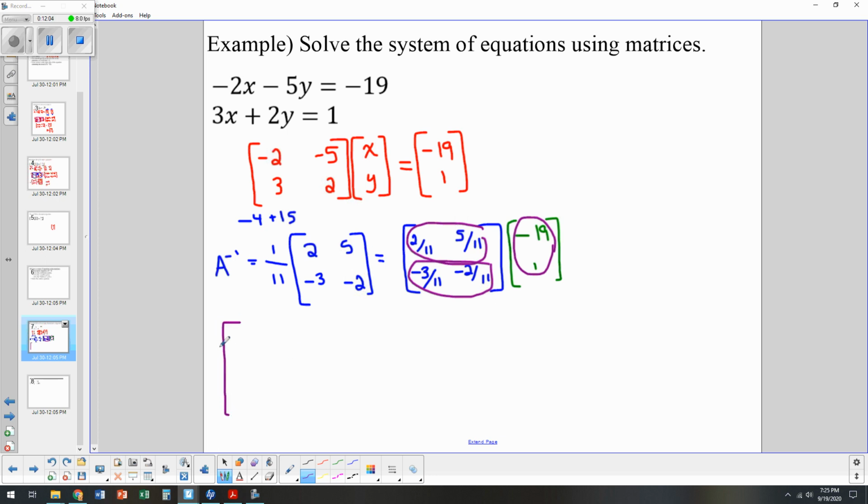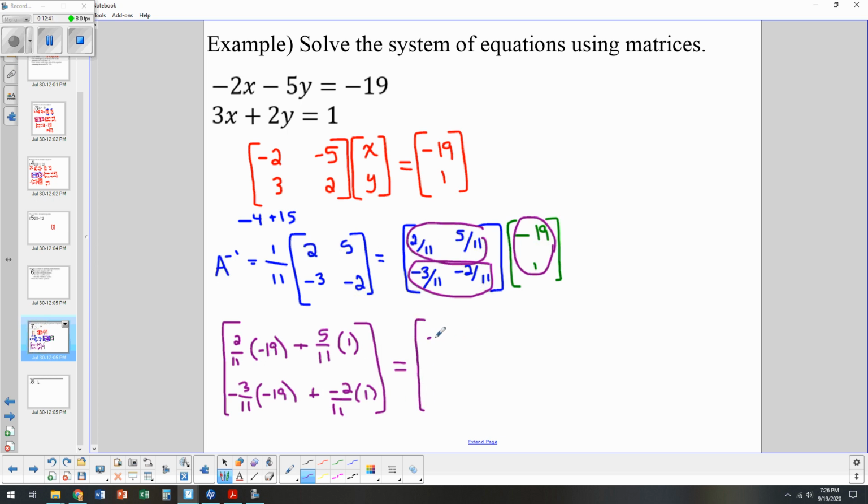So that's 2/11 times negative 19 plus 5/11 times 1. And then it's negative 3/11 times negative 19 plus negative 2/11 times 1. So we're going to have some improper fractions here. That's okay. It's all going to work out in the end.